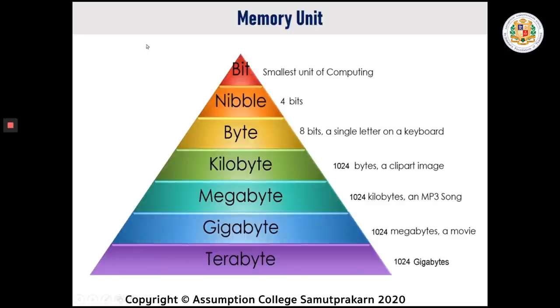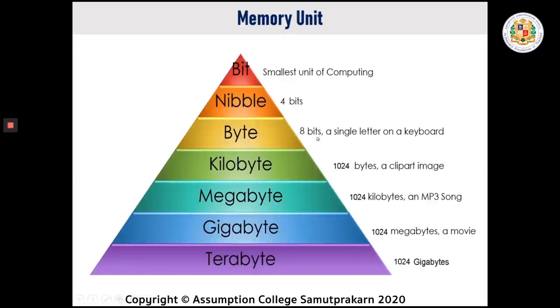Okay, let's start from the top. The smallest unit of computing is the bit. So this is the smallest, and the next is the nibble. A nibble is composed of 4 bits.